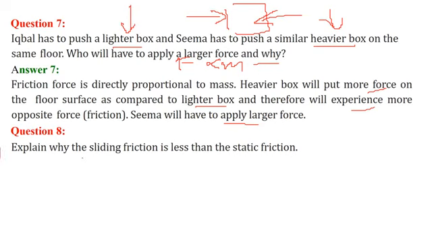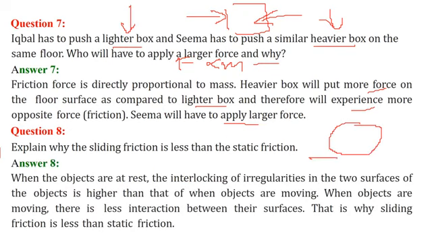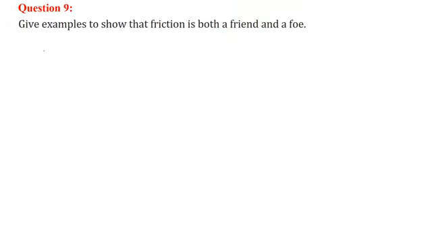Then we have explain why the sliding friction is less than the static friction. Sliding friction means something is sliding, then it is not touching the floor regularly. But in static friction, the object has actually got grip of the surface. So when the objects are at rest, the interlocking of irregularities in the two surfaces is higher than when the objects are moving. When objects are moving, there is less interaction between these surfaces. That is why sliding friction is less than the static friction.